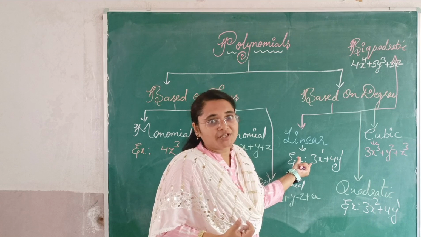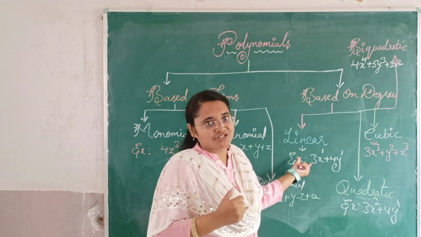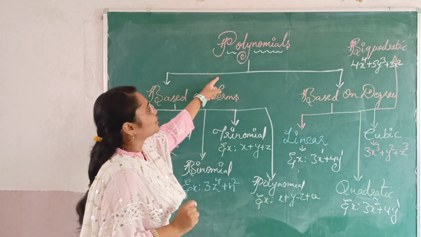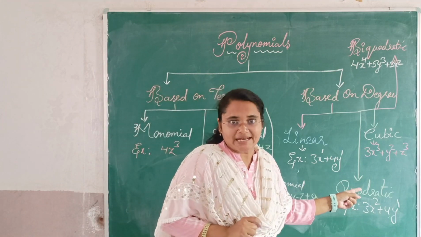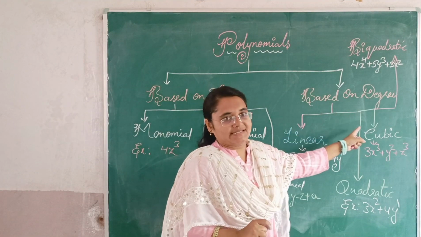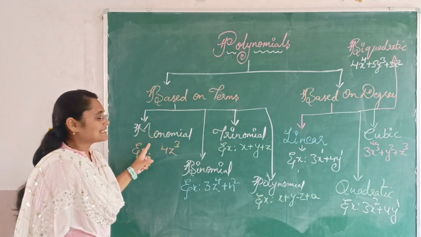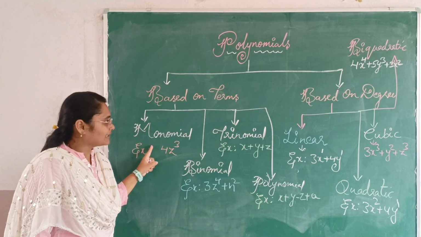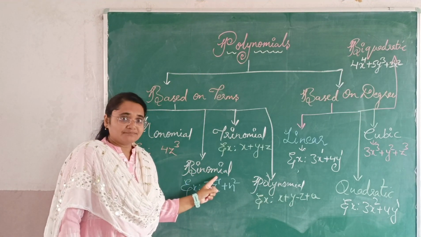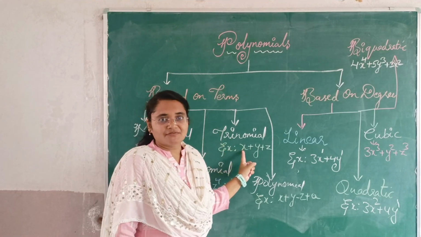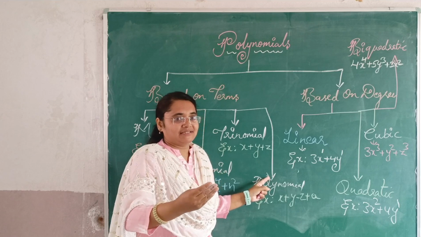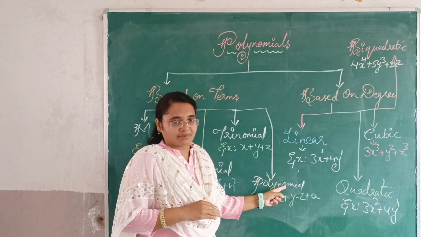I hope you have understood. If you are having any doubts, you can keep them in the comment section. So here, polynomials. Once again, just a small review. Polynomials have been classified into 2 categories. One is based on terms. One is based on degrees. Based on terms, a single term we will call a monomial. A combination of 2 terms we will call a binomial. A combination of 3 terms we will call a trinomial. If more than 3, it comes under the category of polynomial.